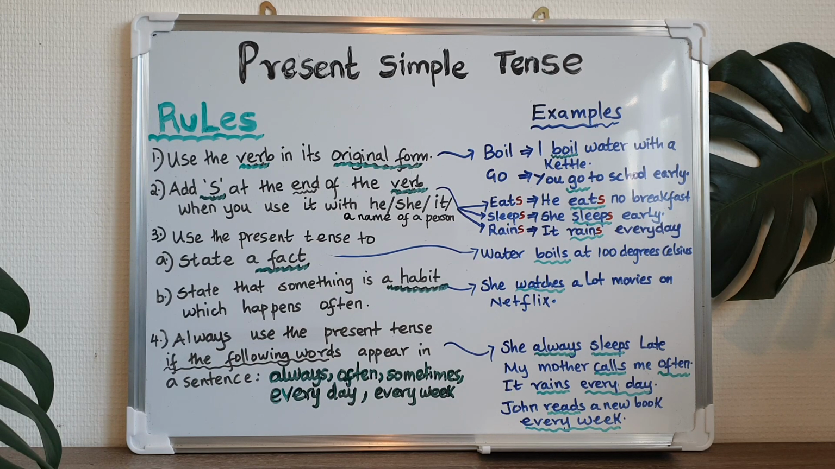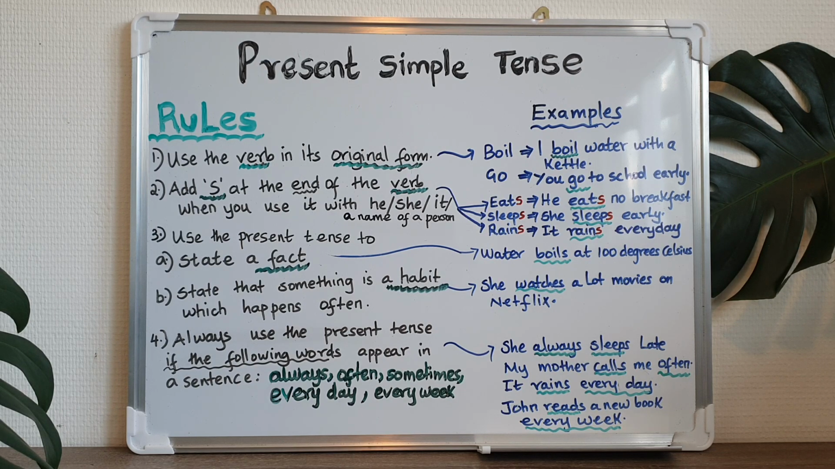R-I-S-E. So I have to add an S to that particular verb. Or another example, the sun sets at 6 o'clock in the evening. The sun sets at 6 o'clock in the evening. So once more, I am going to add an S after the verb set because I am talking about the sun. The sun is the name of a thing.